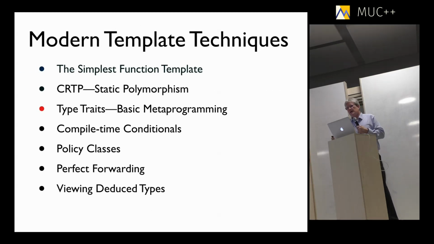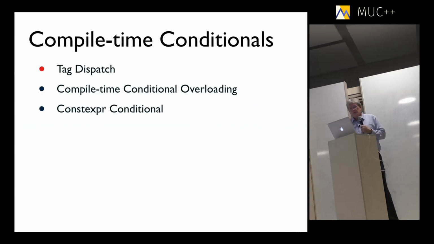So these type traits and type functions are the basis of metaprogramming. And now we're going to talk about being able to do different things at compile time based on this kind of decision making. So first thing we're going to talk about is tag dispatch.